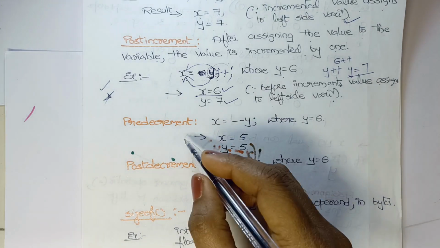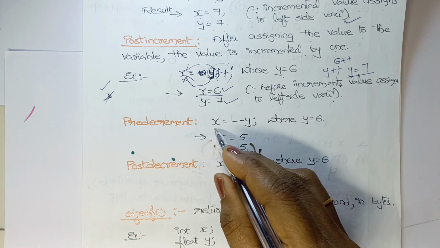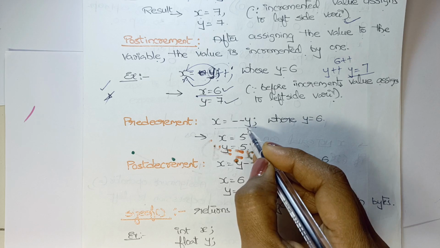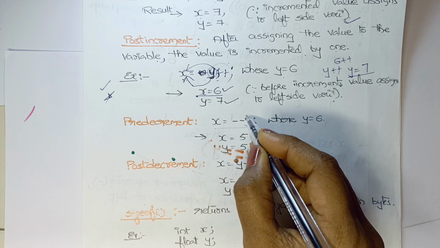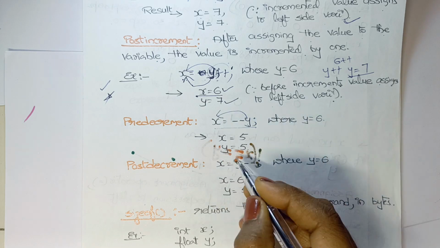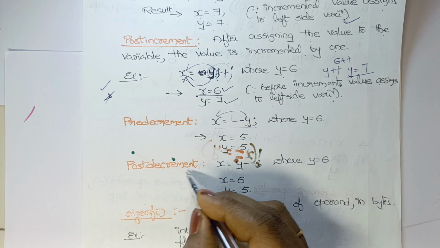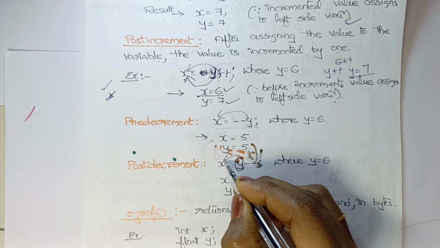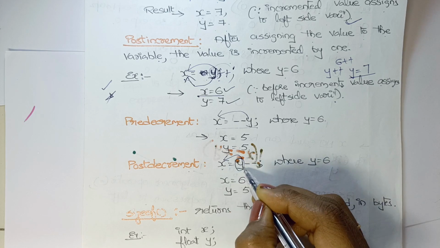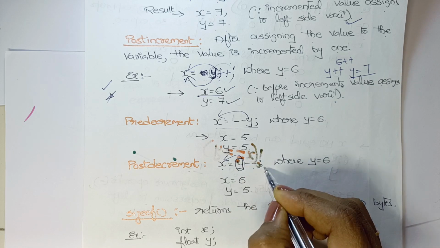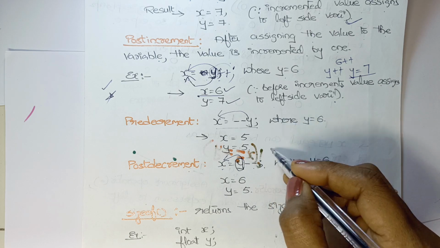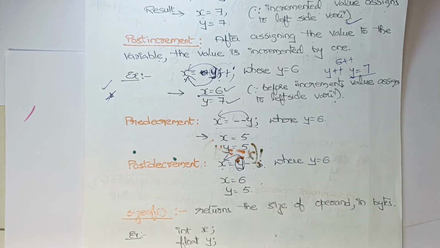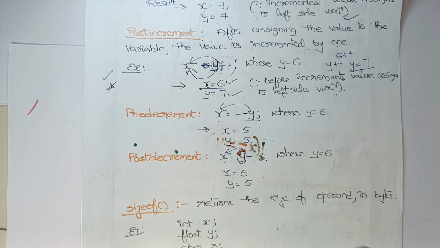Next one, pre-decrement. Same, pre-decrement is also the same. First it decrements, and after the decrement it assigns the value to the left side variable. Post-decrement means before the decrement it assigns the y value to x, and later the y value will be decremented. Try these values by yourself and comment to me if you got the answers.